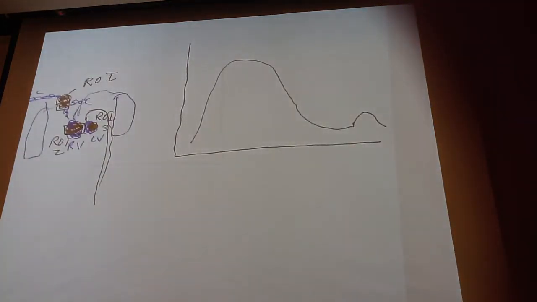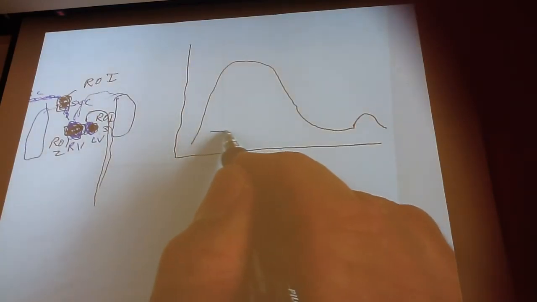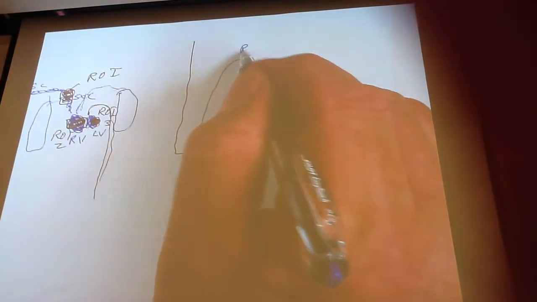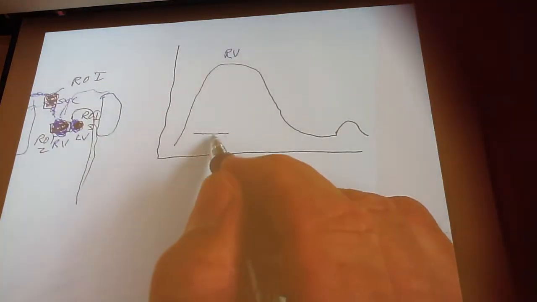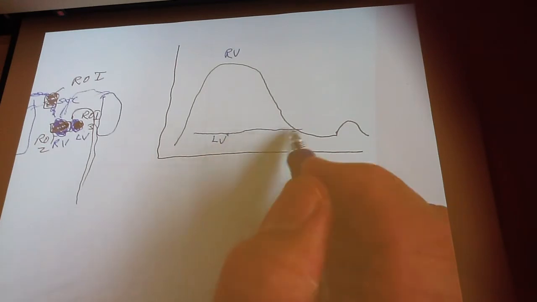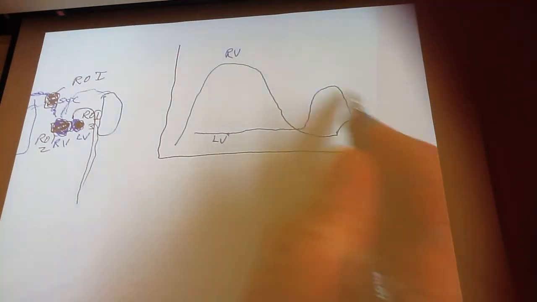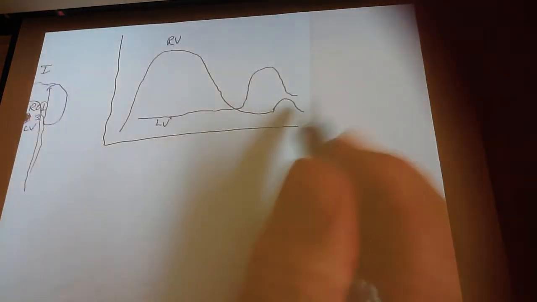Then with the left ventricle region of interest, I shouldn't see any activity in the left ventricle until after the blood has been pumped out. Then I might see a rise here, and then a recirculation curve.